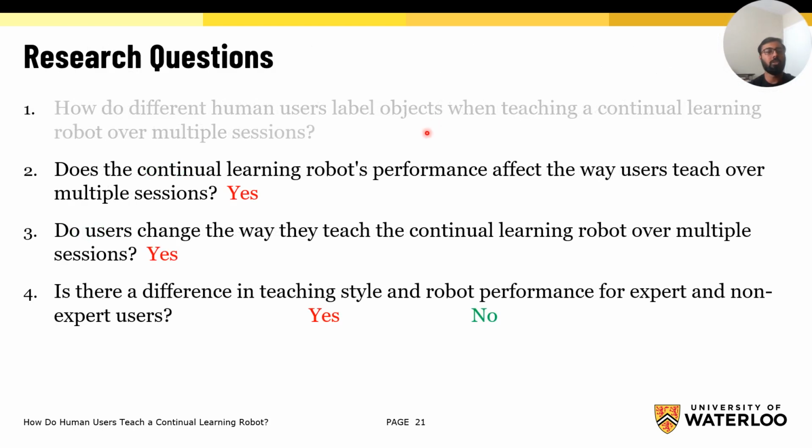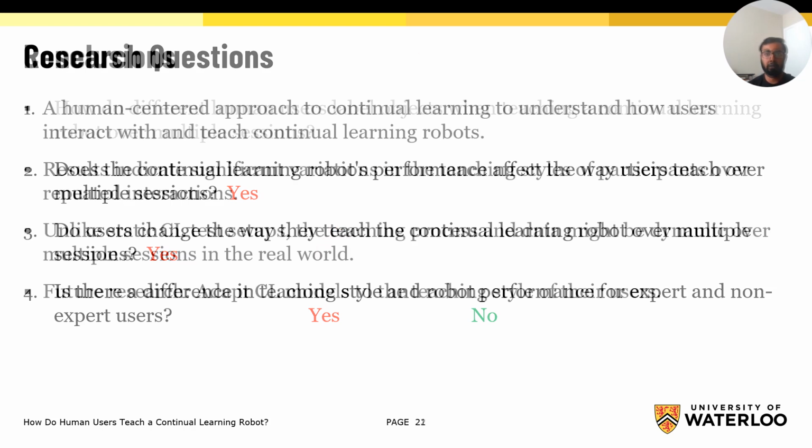So going back to the research questions, yes, we did notice that users' teaching styles are affected by the continual learning robot's performance, and they evolve over multiple sessions. We also noticed a difference between the teaching styles of experts and non-experts, but the performance of the robot was not significantly different between experts and non-experts.